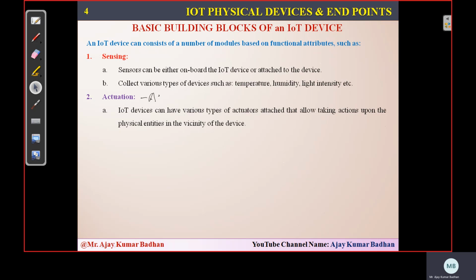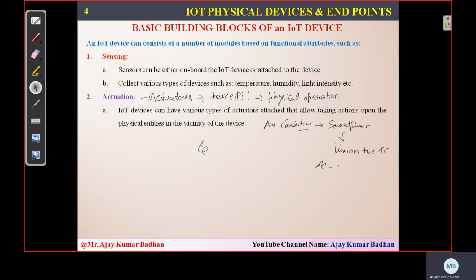What do we mean by actuators? Actuators are the ones which are connected to the device, your Raspberry Pi device, and they perform physical operations. Let me give you an example. Let us take an air conditioner. You are using your smartphone, and you are just turning on the AC. So internally, automatically the AC will turn on.